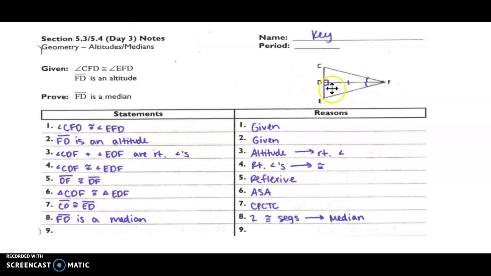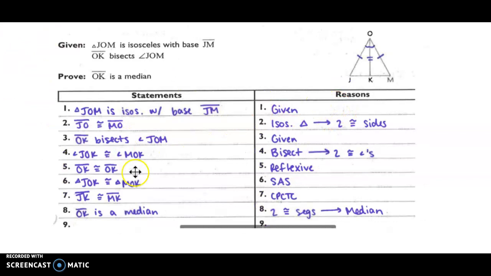Now we're trying to show that FD is a median, which means that CD has to be congruent to ED. We know that's true in statement 7 because of CPCTC. We proved the triangles are congruent, so all the corresponding parts are congruent. And if those are congruent, then that must mean that FD is indeed a median. If there are 2 congruent segments, then FD is a median. Take a look at this proof. Hopefully you can follow the logic.